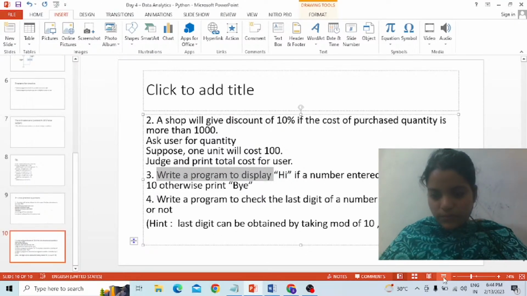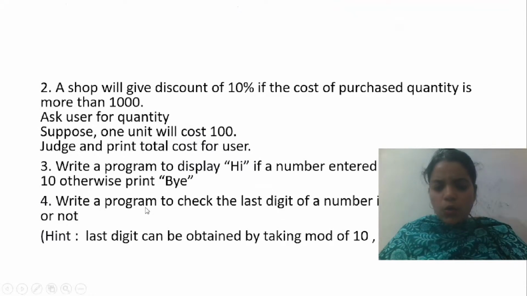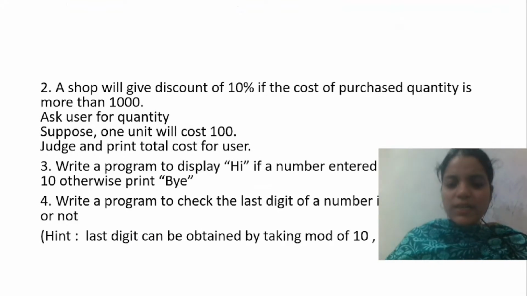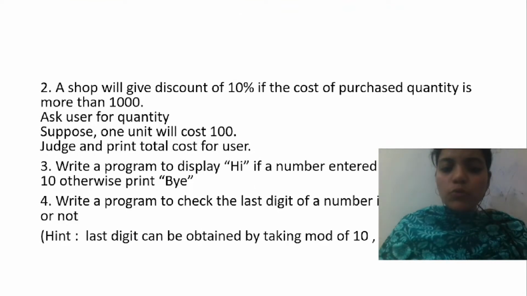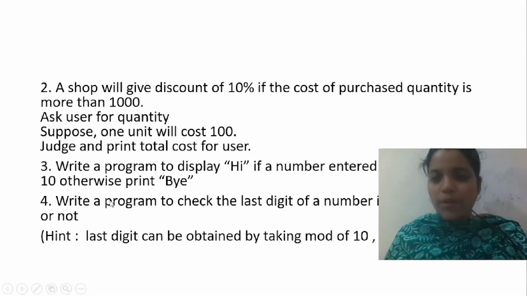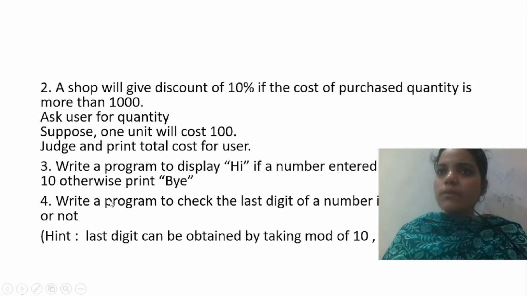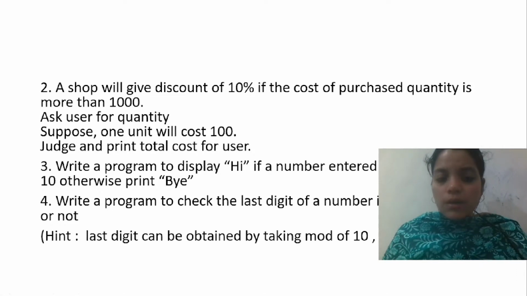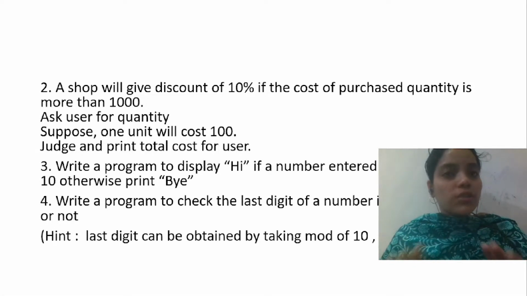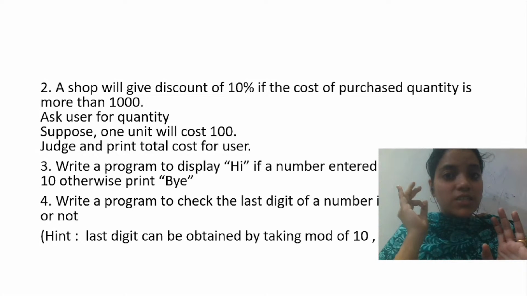Take another example. Take this one. Come on. Write a program to check. This is a little classic one. Write a program to check last digit of a number. The fourth program written here, the last program on this slide. Program to check last digit of a number is divisible by 3 or not. Not the entire number, just the last digit of the number.